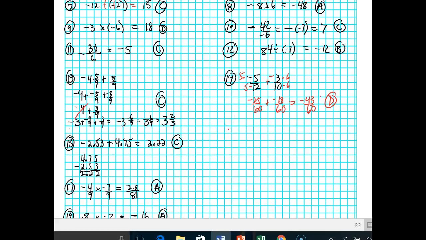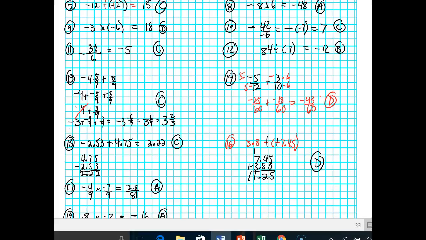Number 16 is 3.8 minus a negative 7.45 becomes plus a positive. So let's line up your decimals. 7.45 plus 3.8. Throw in a 0 there, you get 5, 2, carry your 1, keep the decimal, so 11.25. Everything is positive, so D is your answer choice.